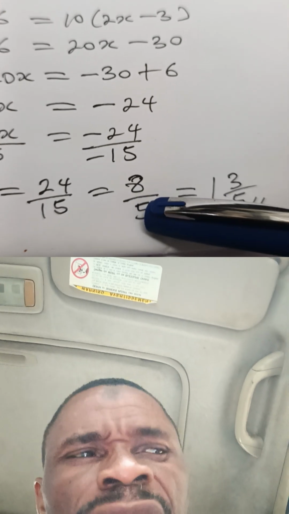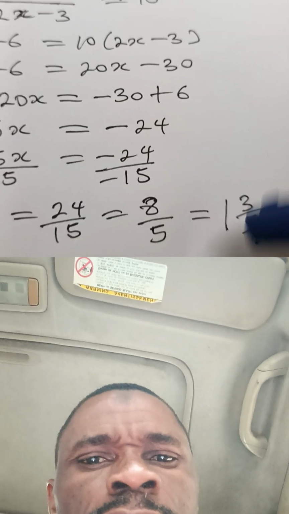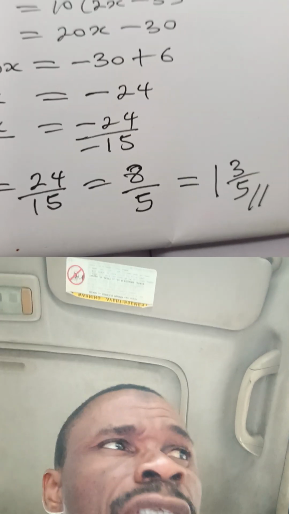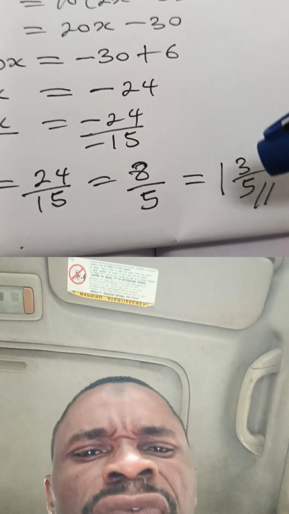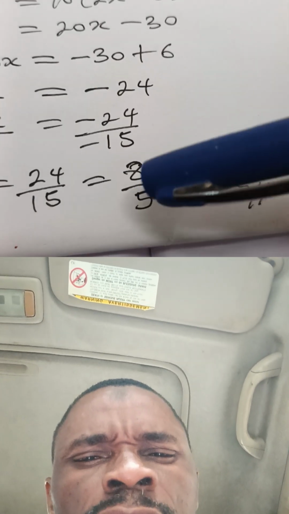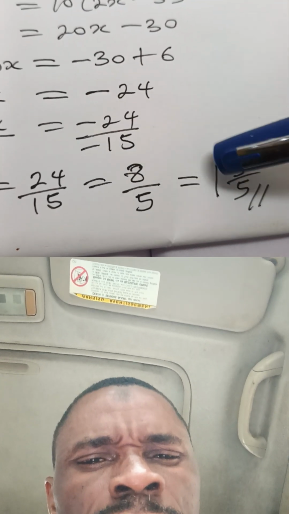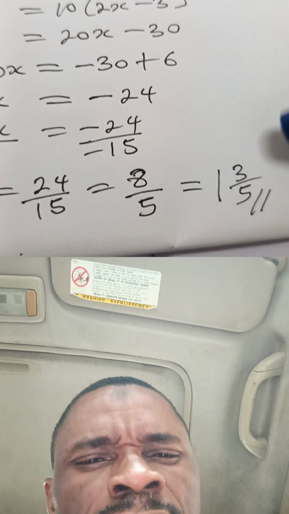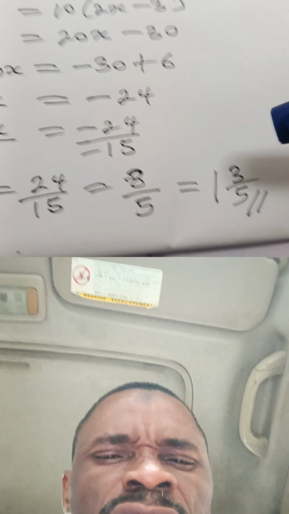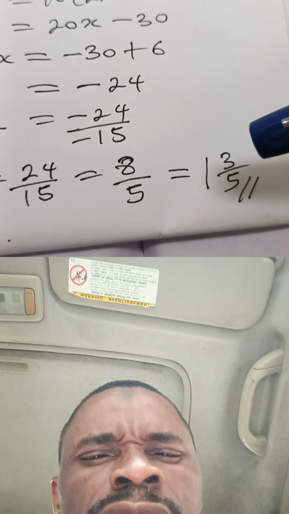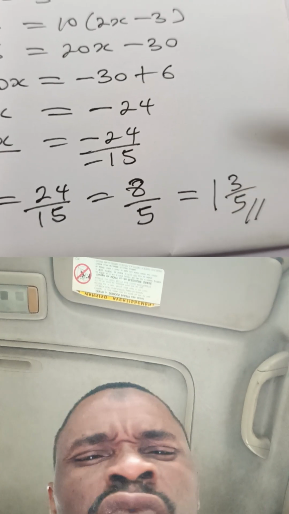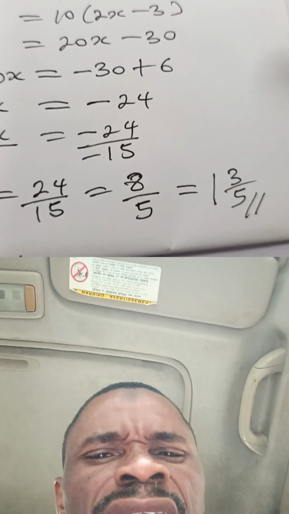You can't stop like this. This is an improper fraction. You need to change it to a mixed fraction. So what we are going to do is, you say 5 in 8, 1, then remainder 3. That's 1 and 3 over 5. Or if you want to change it to a decimal, that will be 1.6. And that's the final answer.